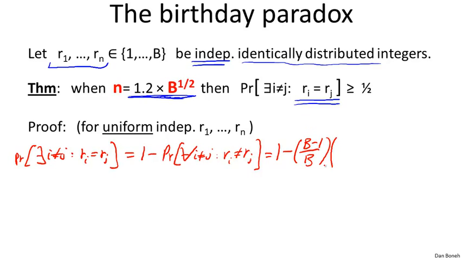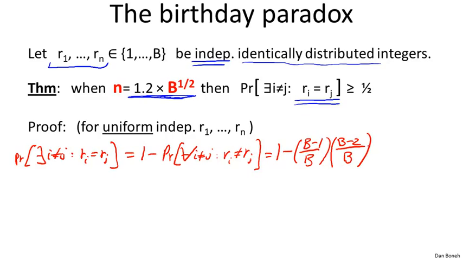Similarly, when we pick r3, what is the probability that r3 does not collide with either r1 or r2? Again, r1 and r2 take up 2 slots, and so there are b minus 2 slots that remain for r3. If it falls into either one of those b minus 2 slots, it's not going to collide with either r1 or r2. So I imagine you see the pattern now.